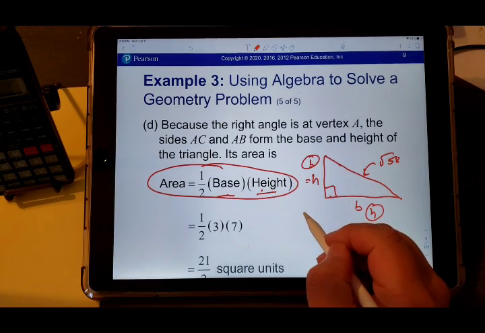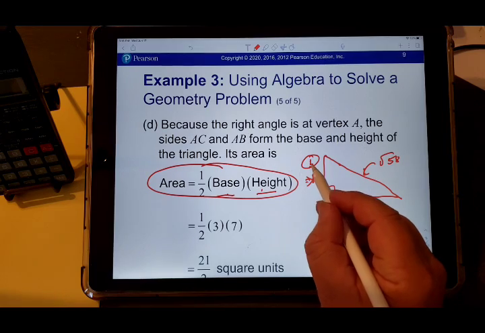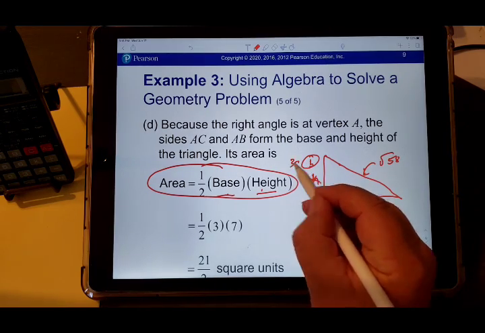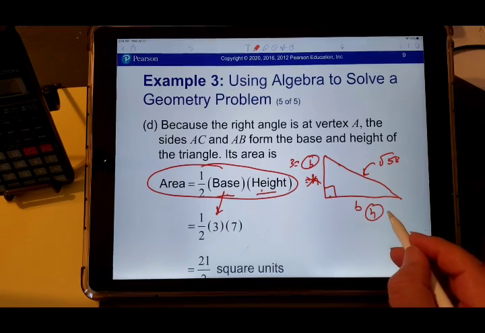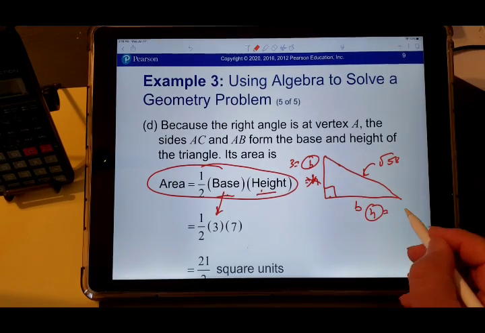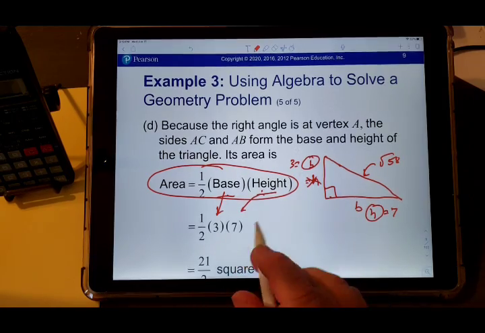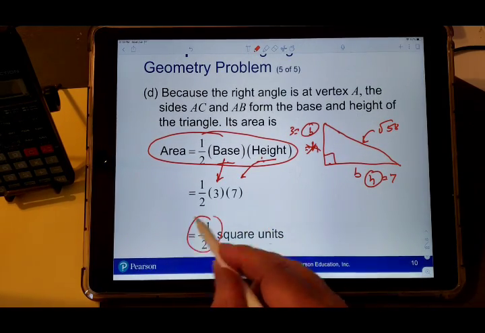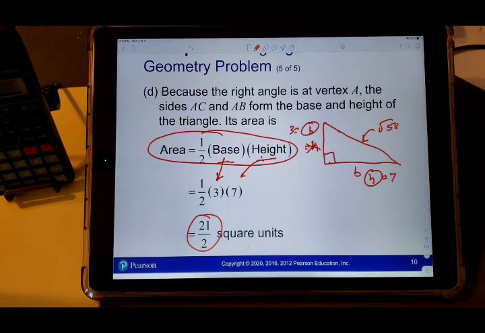Looks like, well, let's use the one I circled here. If I call this the base, that would be 3. That's what the author did. And if I call this the height, they just have to be perpendicular, that would be 7. And you substitute that and you get 21/2 square units.